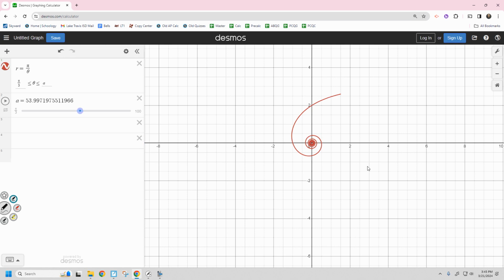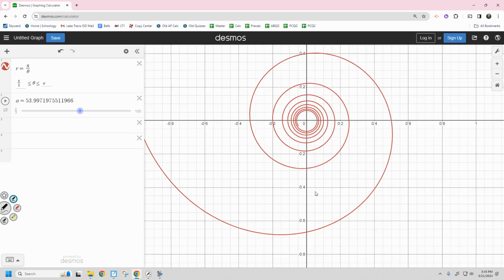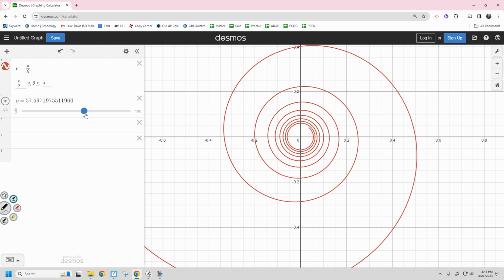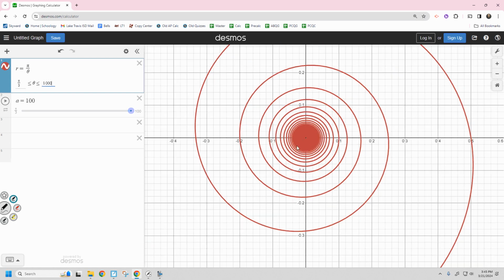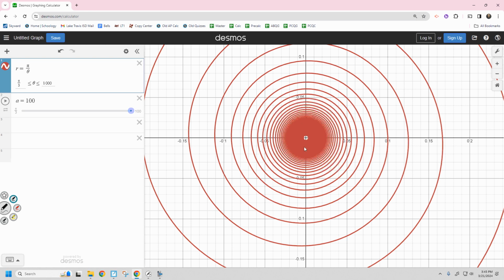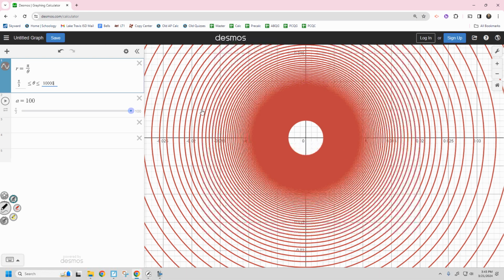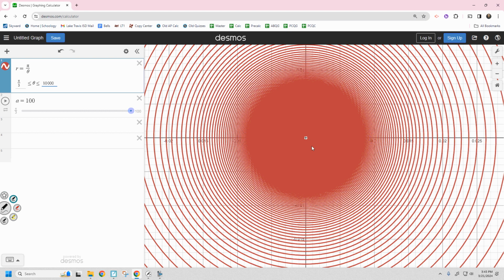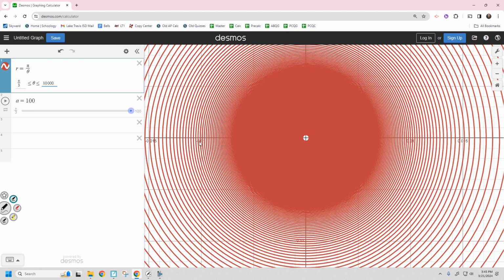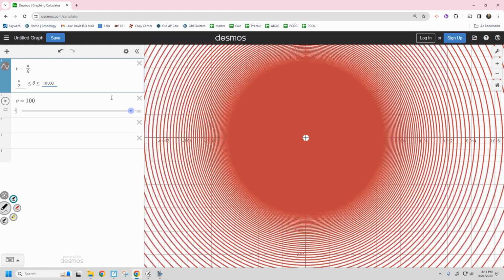I gotta zoom in. And it'll continue to spiral inward. I got to keep going. Zoom in, zoom in, zoom in. Keep going. Yo, we're at like 0.01. It'll keep going forever and ever. As you keep plugging in bigger and bigger angles, your radius will get smaller and smaller and smaller. It's going to approach 0, but it'll never get there. You shouldn't see a hole. It should be like it's zoomed in.